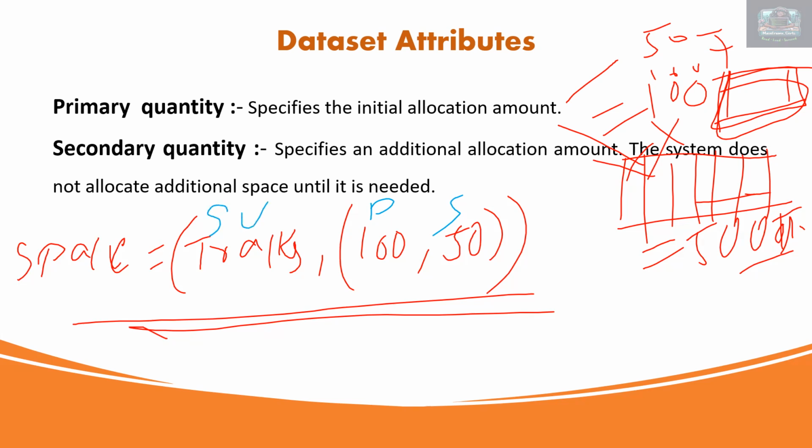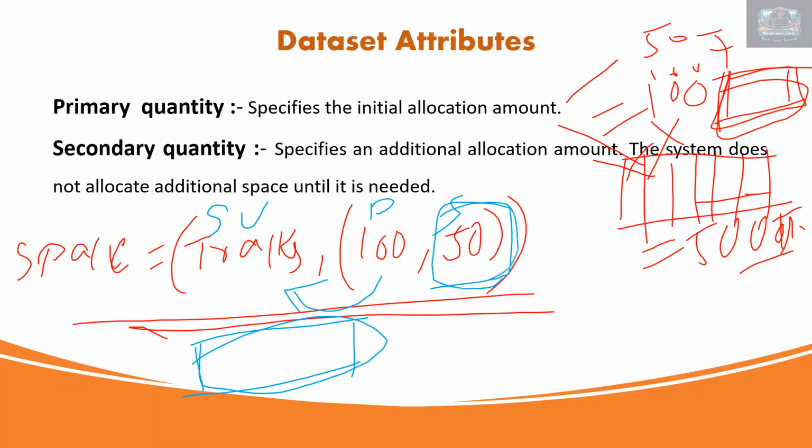This is how I need 100 tracks of initial allocation. As soon as the data set is created, the volume gives you 100 tracks. But what is this 50 tracks then? Why is this 50 tracks needed? When you want the data set to be extended, as I told you, a word, if you remember, extend. If 100 tracks is not enough for the data set, you need more tracks.